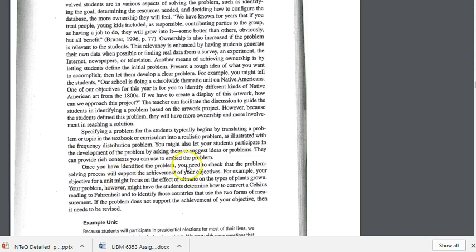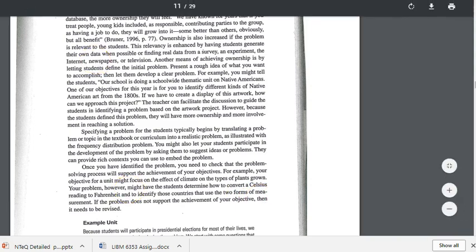Once you've identified the problem, you need to check that the problem-solving process will support the achievement of your objectives. So for example, your objective for a unit might focus on the effect of climate on the types of plants grown. Your problem, however, might have the students determine how to convert a Celsius reading to Fahrenheit and to identify those countries that use the two forms of measurement. If the problem doesn't support the achievement of your objective, then it needs to be revised. Those two do not match.